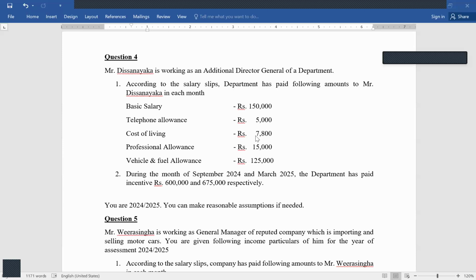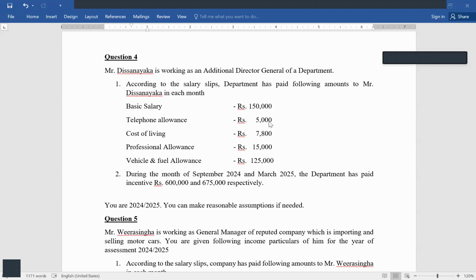So telephone facility is 5,000 per month, but only 25% is liable for tax. If that person is a government servant and that government servant's position is mentioned under that circular, he or she is liable to pay tax on only 25% of the telephone allowance. So that is a special benefit provided to the government sector.